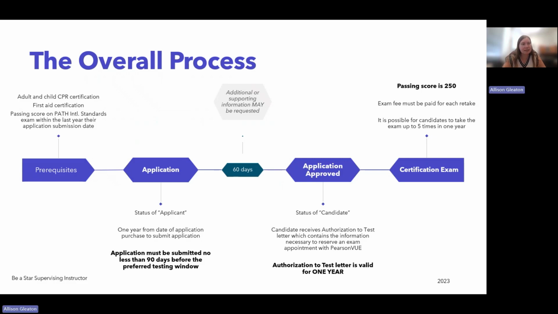And so when they go to submit their CTRI application, their standards exam can be no more than 1 year old on that date that they submit their application. When they submit their application, they then get the status of applicant. And from that date, they have 1 year from the date of their application purchase to submit their application.